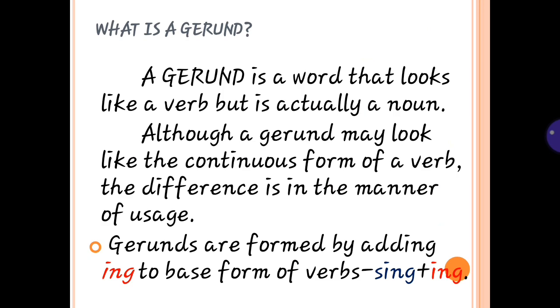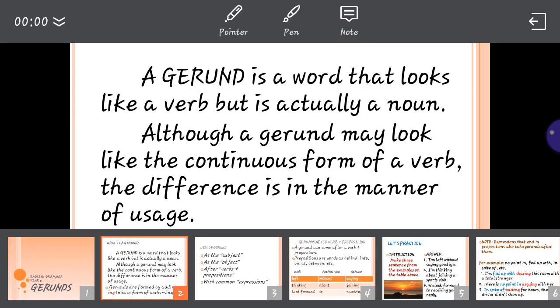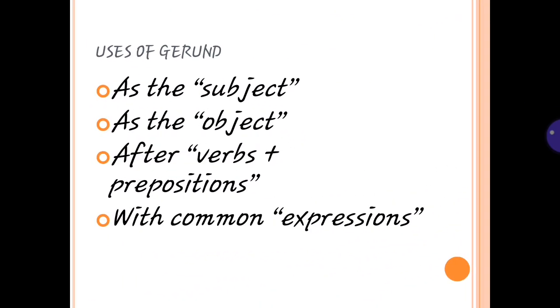Now, a verb will always do actions or tell of a state of being or tell about a doing. But gerunds, we mentioned that they perform four distinct functions. The gerund would act as the subject of the sentence, it would act as the object of the sentence. The gerund would also come after a verb plus a preposition kind of phrase. And then a gerund can also come after common expressions.